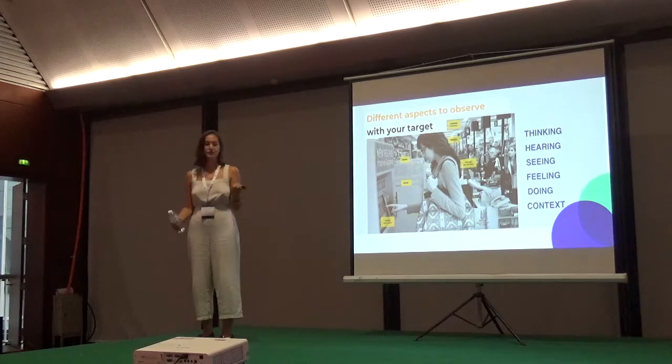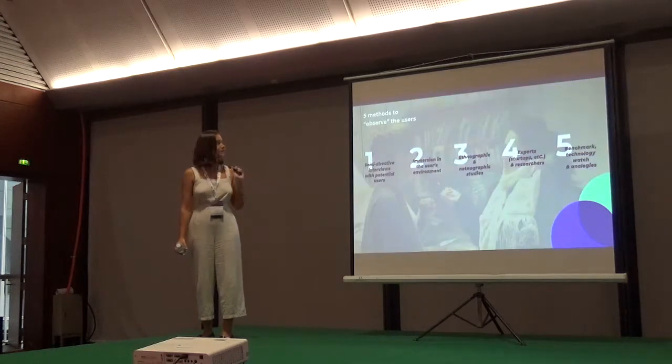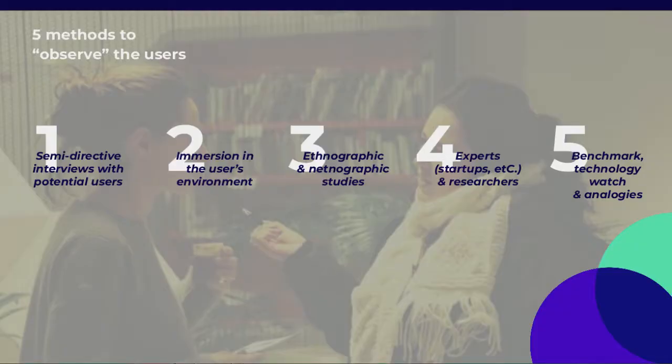Okay, so five different methods to observe someone. The first one, as I mentioned, is the semi-directed interview. You're sitting or standing with someone, asking lots of questions, focusing on the why, and going deeper into the emotions. The second one is about immersing yourself into the context, into the life of your target.